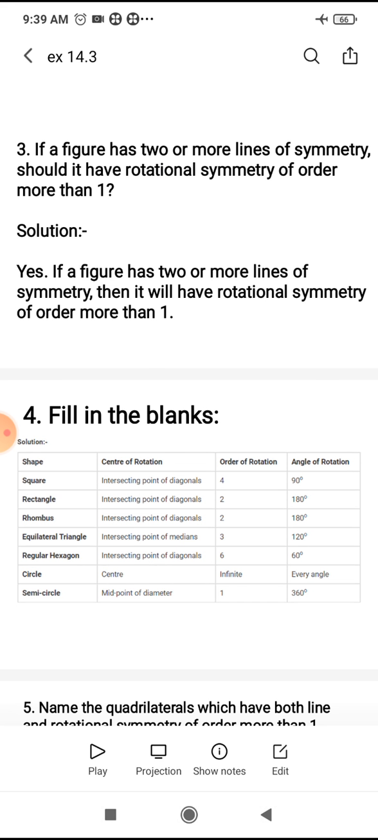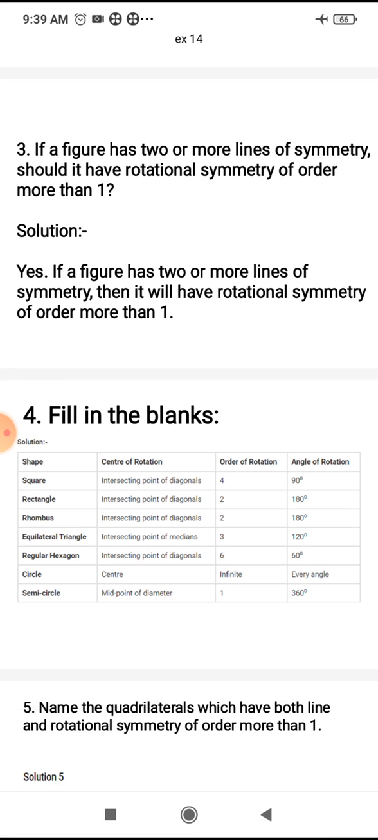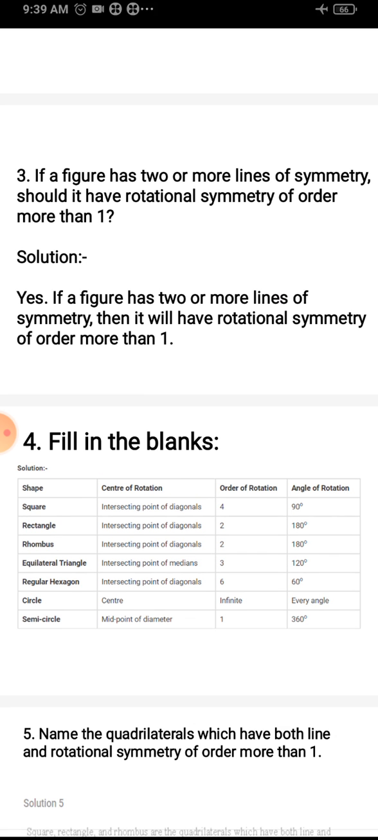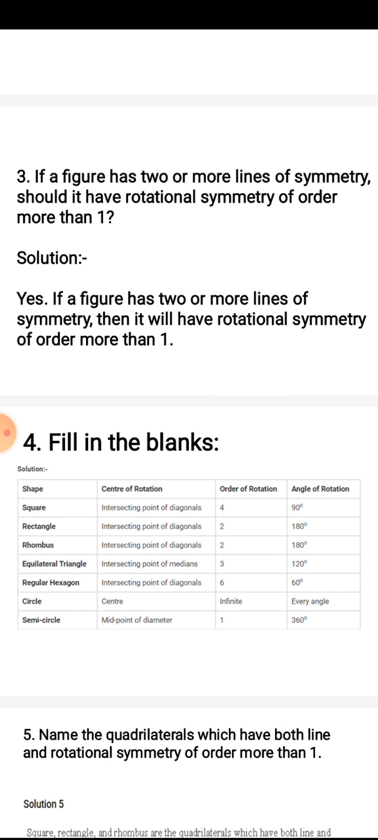Now consider circle. A circle has infinite lines of symmetry. The center of rotation is its center. When we rotate about its center by any angle, it looks the same. Therefore, the order of rotation is infinite, and the angle of rotation is every angle. You can consider 1 degree, 1.5 degree, 2 degree, 5 degree, 10 degree, 15 degree. You can take anything. Then the angle of rotation is what? Every angle.